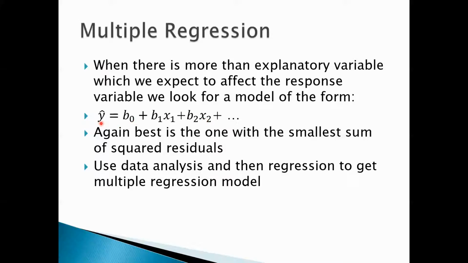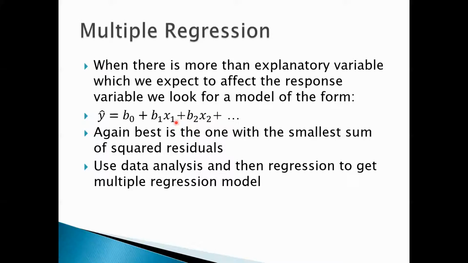explain the response variable. That ought to make sense, that in the real world the price of a house isn't affected just by how big it is, but maybe by the number of bedrooms and how far it is from the lake and other things like that. So we want to use multiple explanatory variables to predict one response variable.